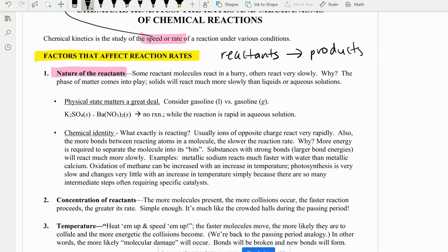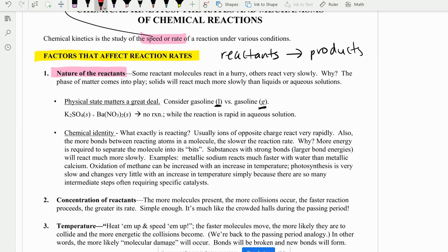Physical state matters a great deal. Consider liquid gasoline versus gaseous gasoline. If you compare the density of the molecules in its liquid state versus a gaseous state, in that gaseous state you're going to have less dense molecules. They're going to have more space and more freedom to move around.